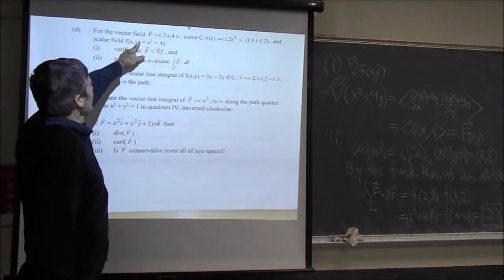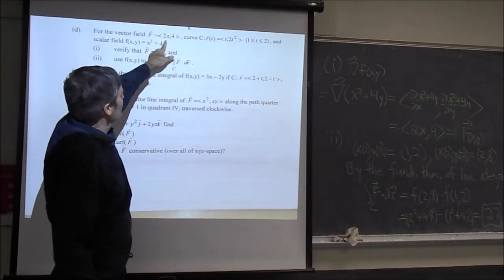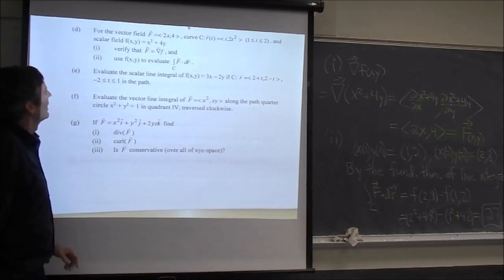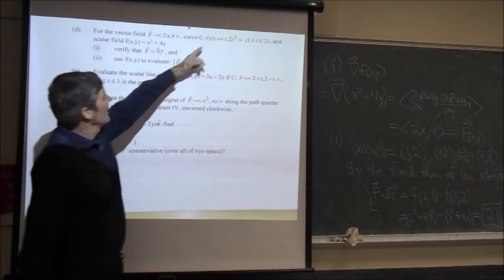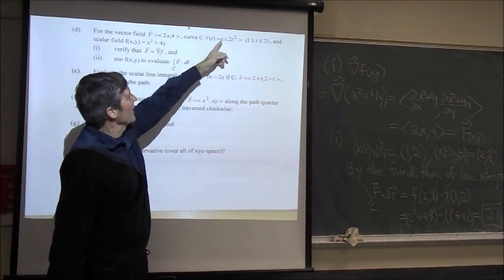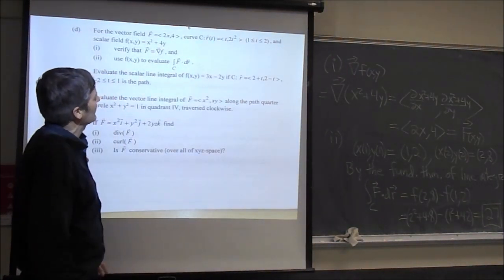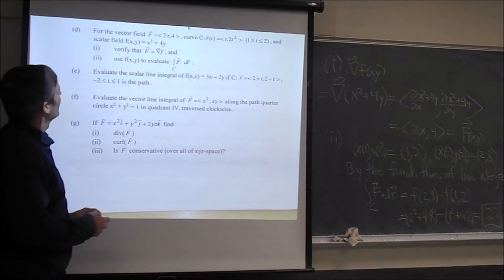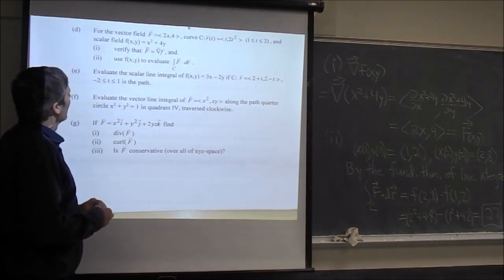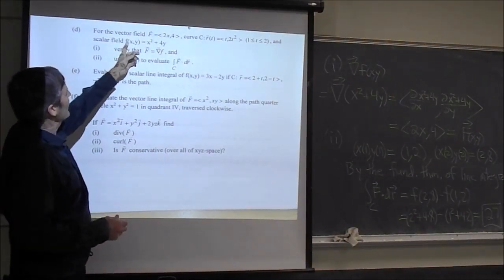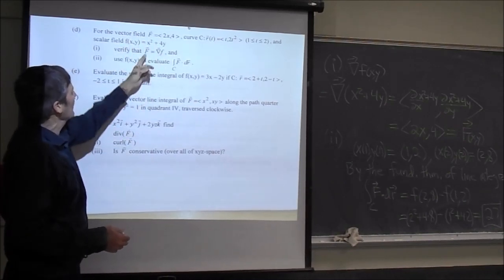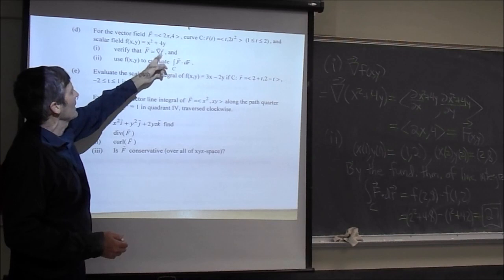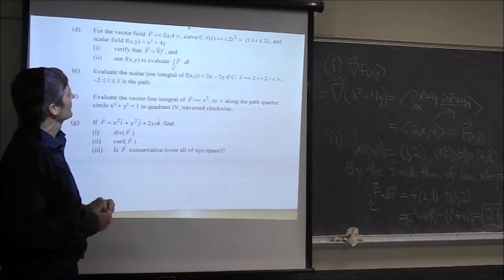For the vector field F, with components 2x and 4, suppose we travel along a curve through that field, given with this position vector, t, 2t squared for components, t running from 1 to 2. Suppose we also look at the scalar field, f of x, y, just a function, which is x squared plus 4y. Verify that this vector field is the gradient of this scalar function.